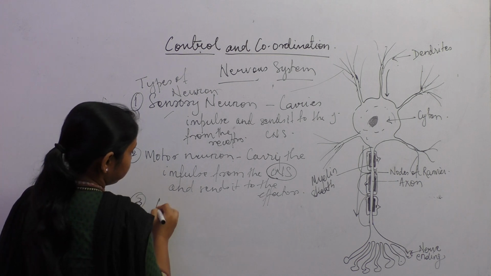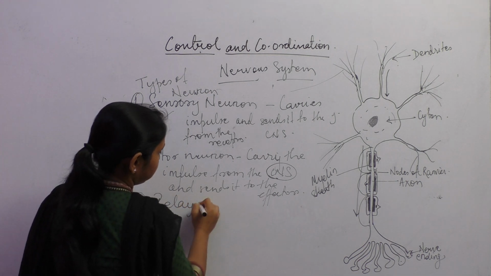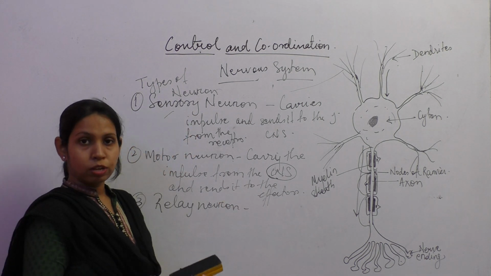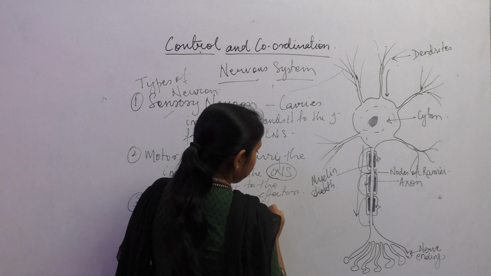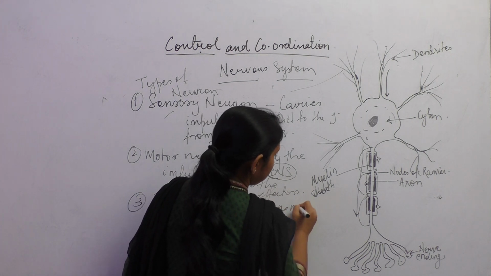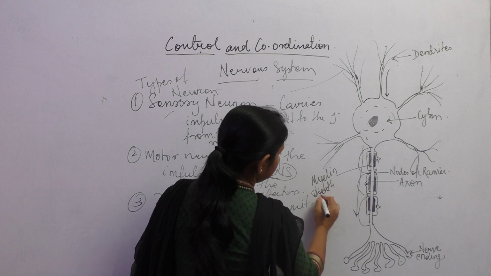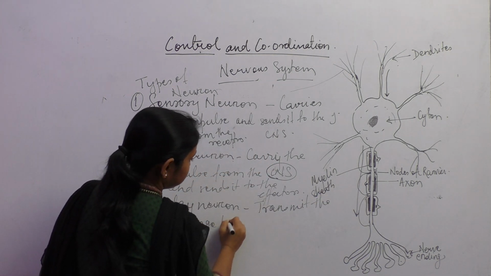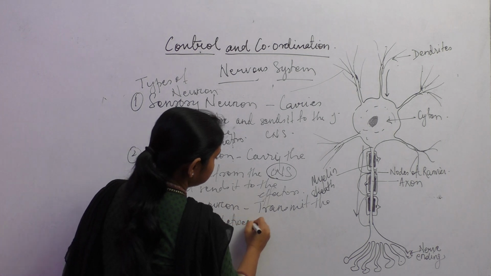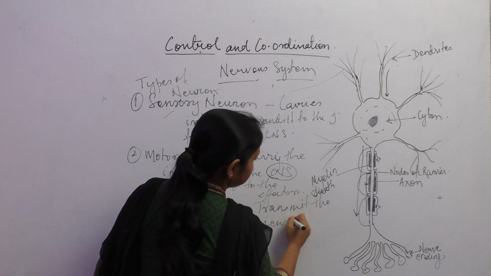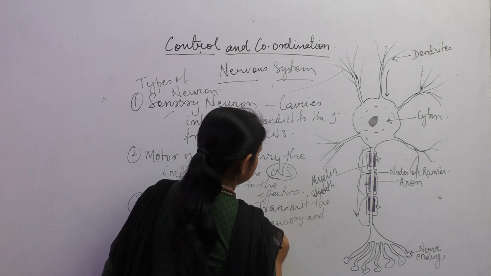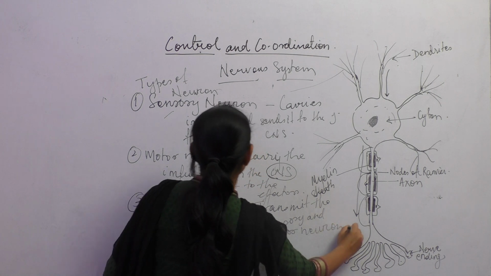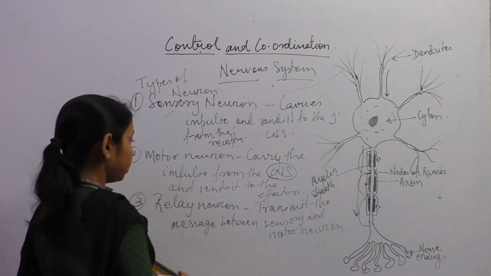Now, the third neuron which we have is the relay neuron. What is this relay neuron going to do? Relay neuron is going to transmit the message between the sensory neuron and the motor neuron. So that is the function of your relay neurons.